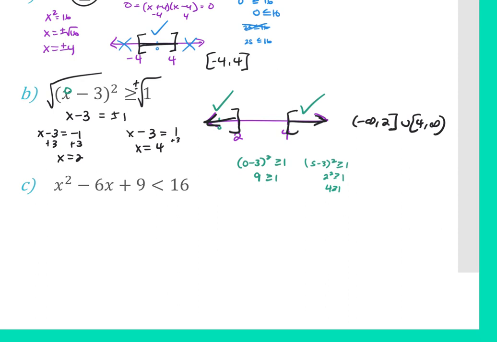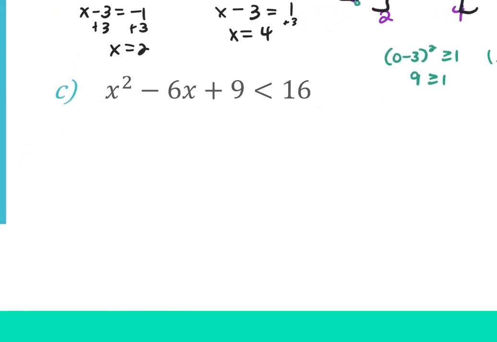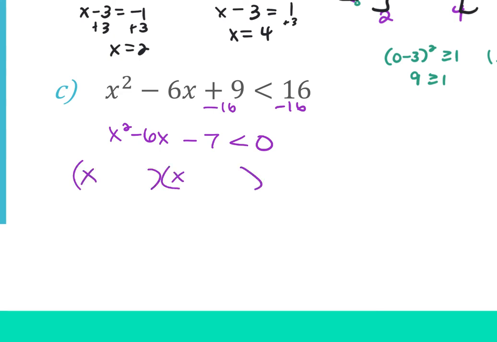All right. C. What do we do? Move the 16 over. X squared minus 6x minus 7 is less than 0. Then factor. Factors of negative 7 that sum to negative 6. Almost. Negative 7 and 1. And then split and solve.